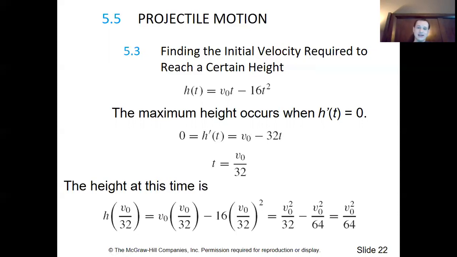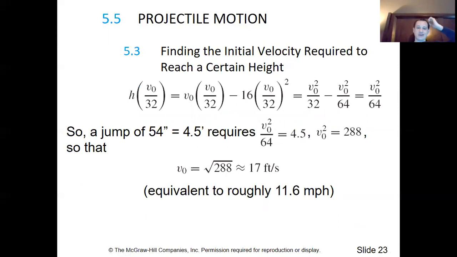Well, if you plug this into your height equation, h of that time, and you clean it all up, it's v naught t. T was v naught over 32, minus 16t squared. Again, that's v naught over 32, which needs to be squared. If you square it and clean it up a little bit, you get v naught squared over 32 minus v naught squared over 64, which is v naught squared over 64. So the height at this time is v naught squared over 64. Whatever the maximum height is, it's equal to your initial velocity squared over 64.